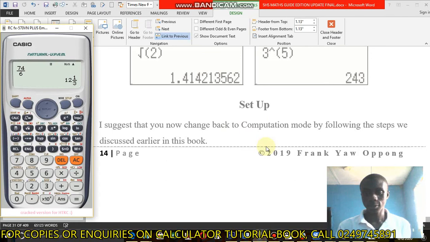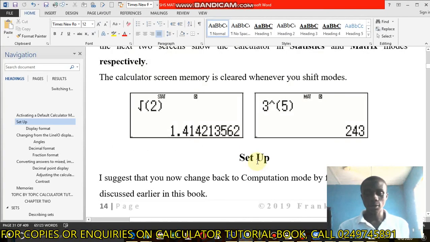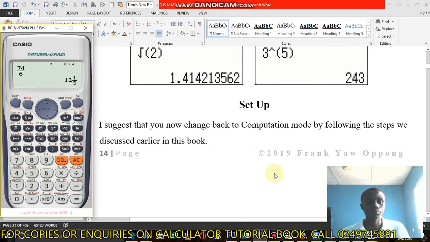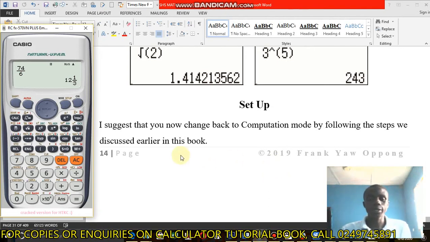In our previous tutorial, we were able to learn the right way, or format, to enter mixed fractions on our calculator. Today, we are moving on to how to set up the calculator.